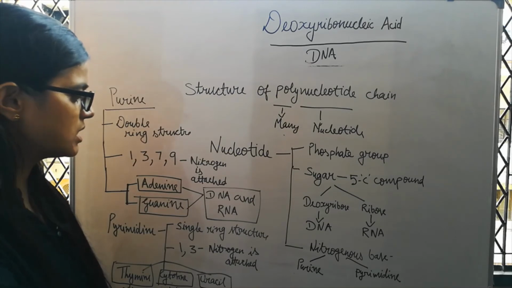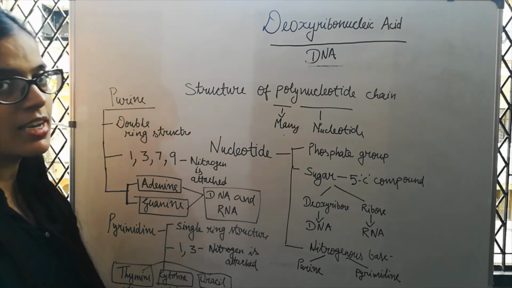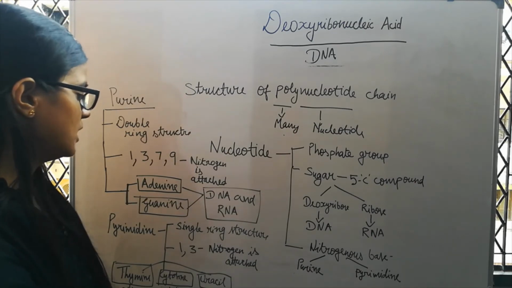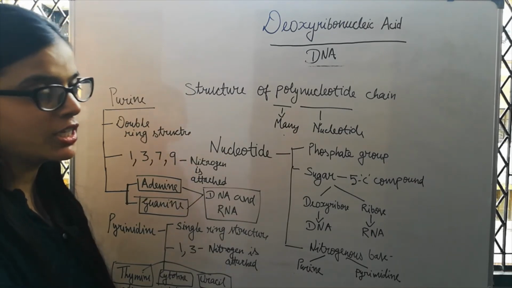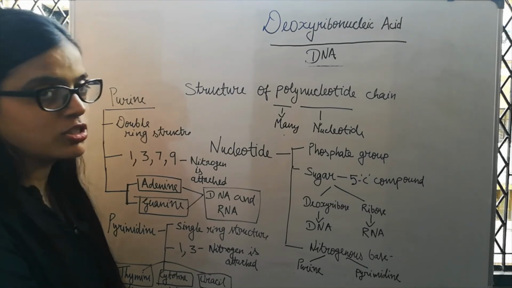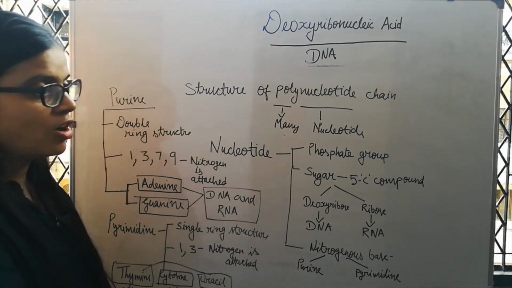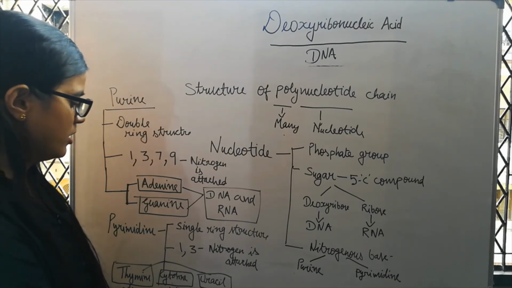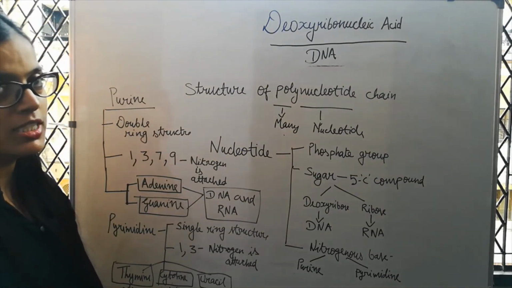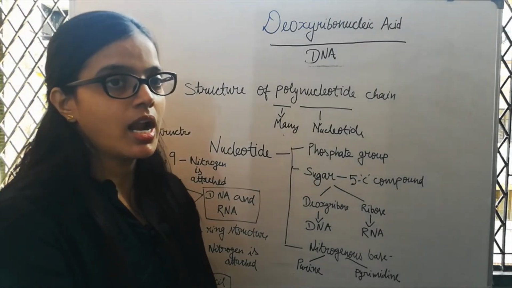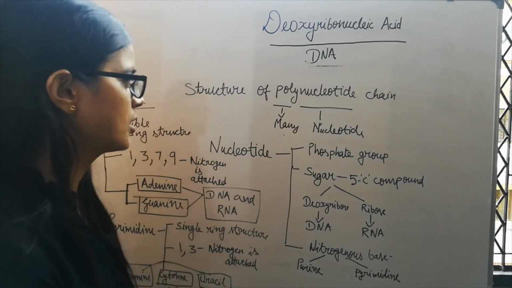Pyrimidine is a single ring structure with nitrogen attached at the positions 1 and 3, and it is of 3 types: thymine, cytosine and uracil. Thymine is present in DNA only, absent in RNA. Cytosine is present in both DNA and RNA. Uracil is present in RNA and absent in DNA.